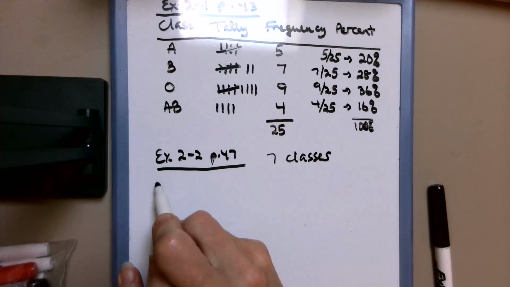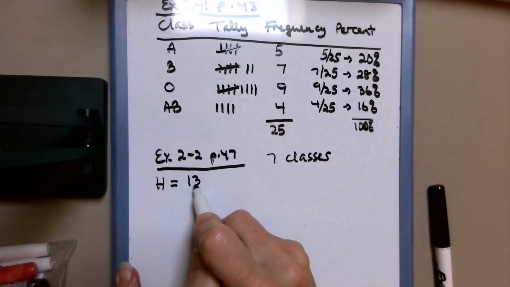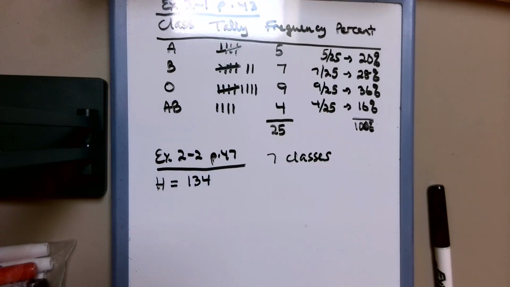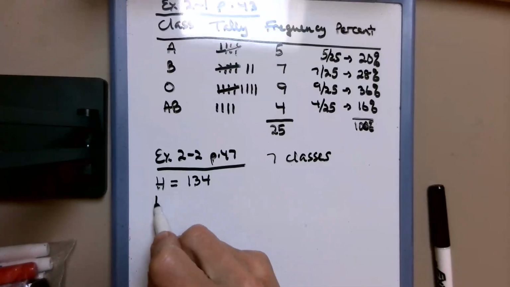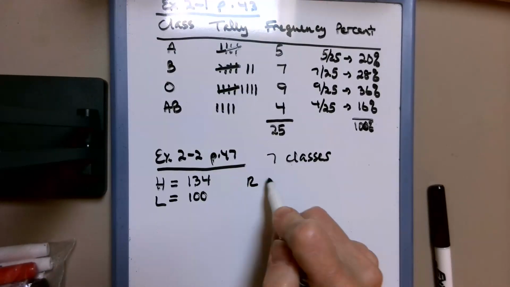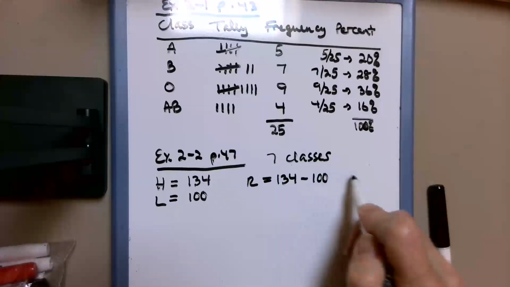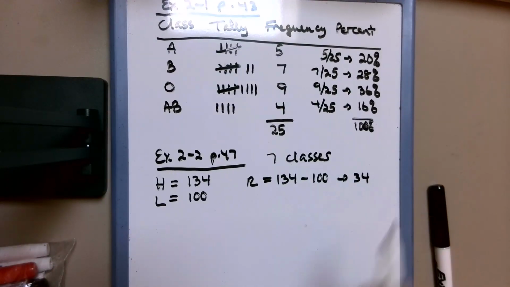The first thing we have to determine is the highest data value, which if we look through the data turns out to be 134 degrees. The lowest data value is 100 degrees. So that means the range is high minus low, 134 minus 100, which gives me 34 for the range.